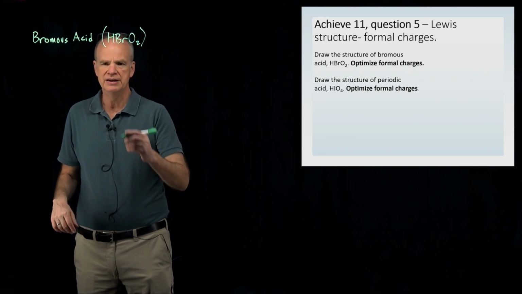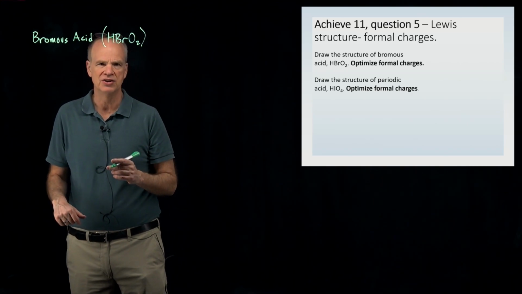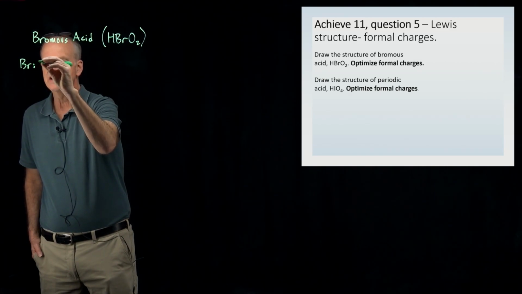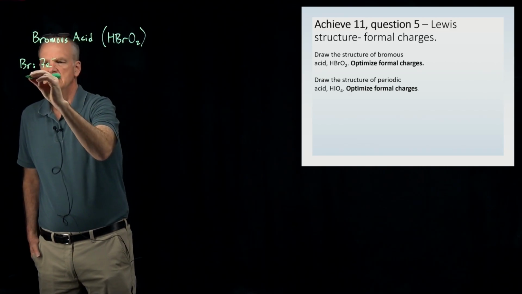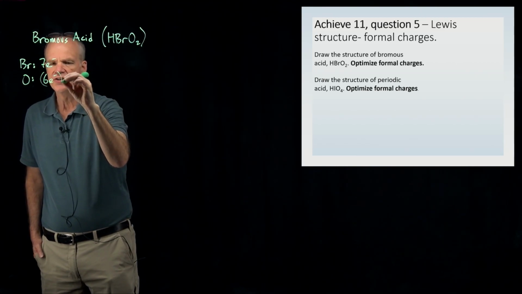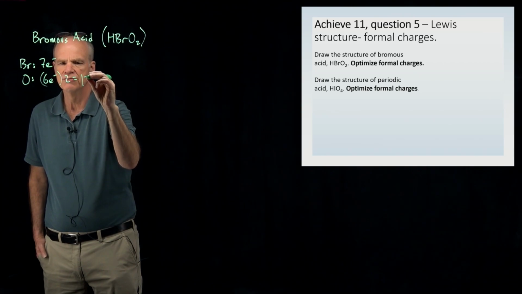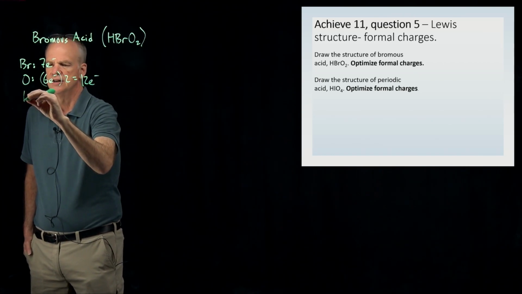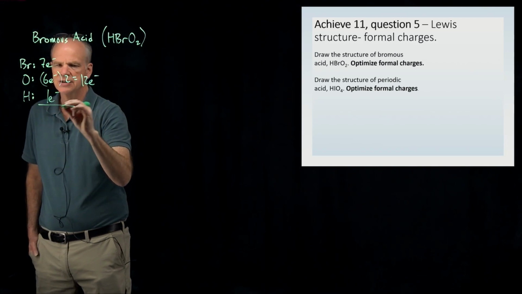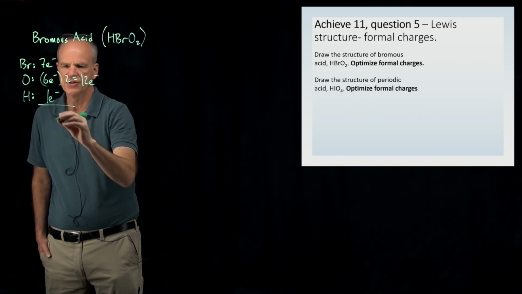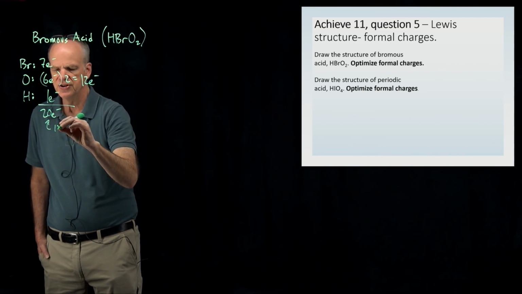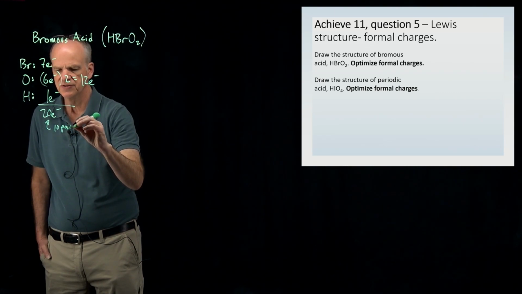Let's figure out valence electrons first. Bromine has 7 valence electrons, and then there's oxygen with 6 valence electrons, and there are 2 of them here, with a total of 12 electrons. And there's hydrogen here with 1 electron. So it looks like we have a total of 20 valence electrons. So that will be 10 pairs of electrons we have to deal with.